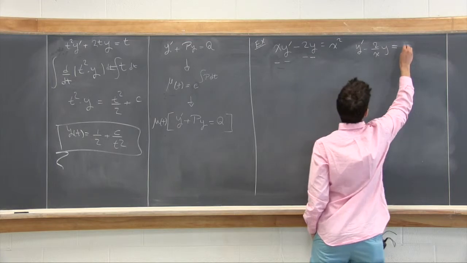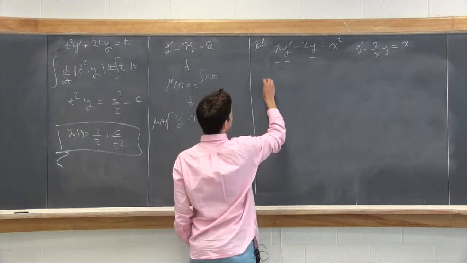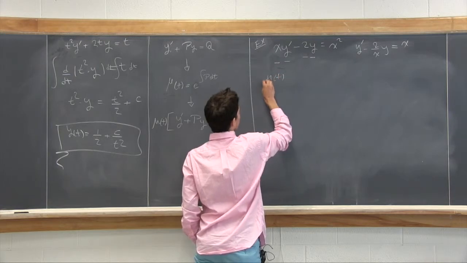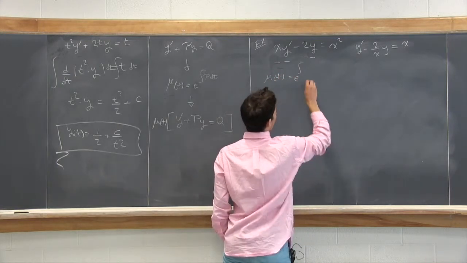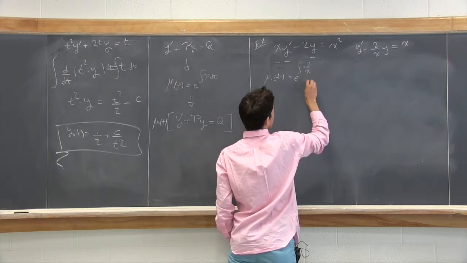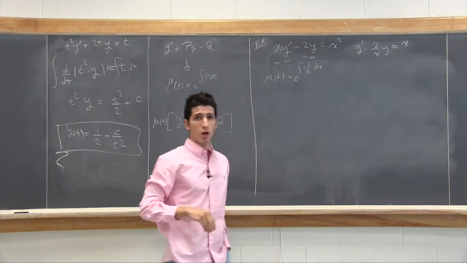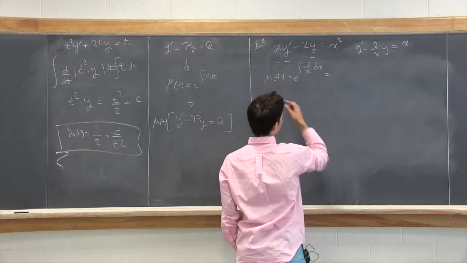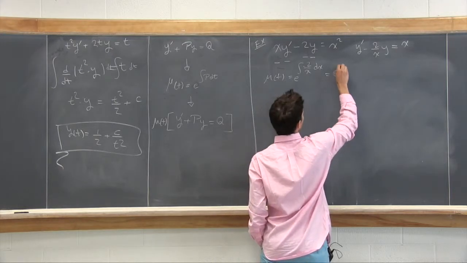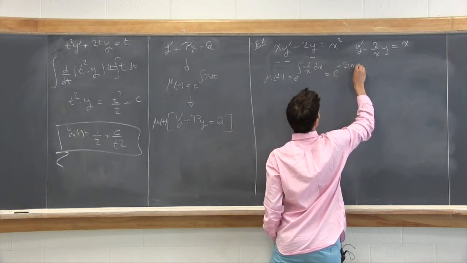Y is equal to x. All right. So then my integrating factor is going to be e to the integral of minus 2 over x dx. Do not forget the minus sign. It's very important. So now I'm going to integrate that. It's going to be e to the minus 2 ln of x.